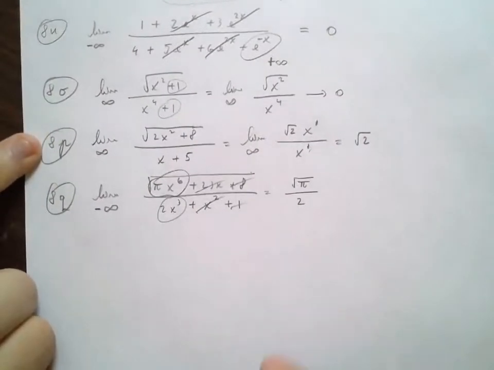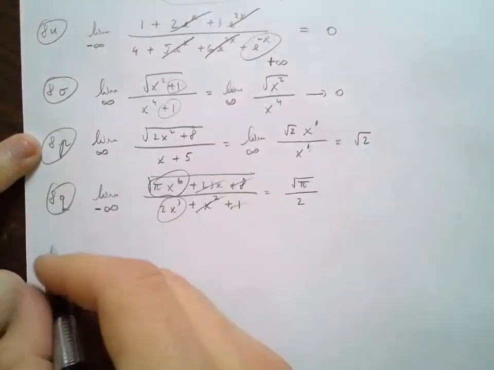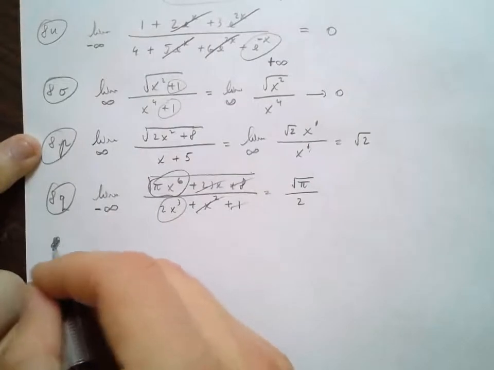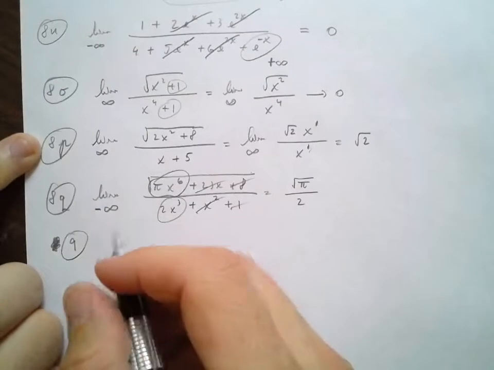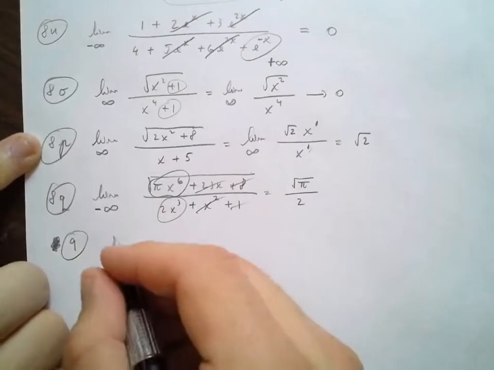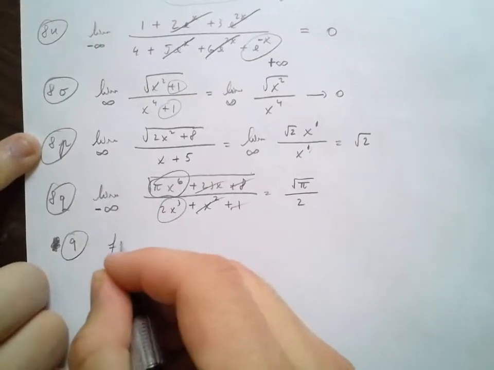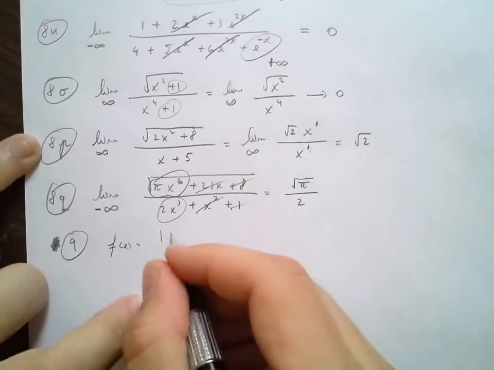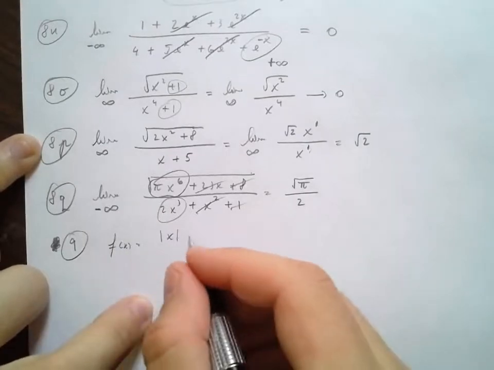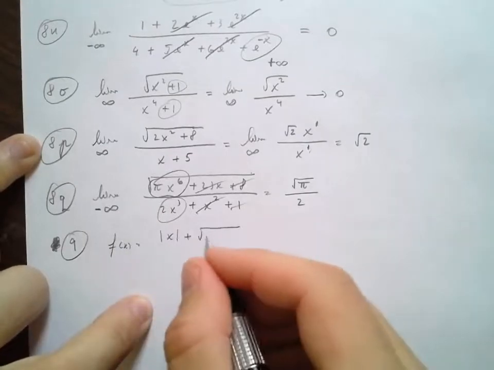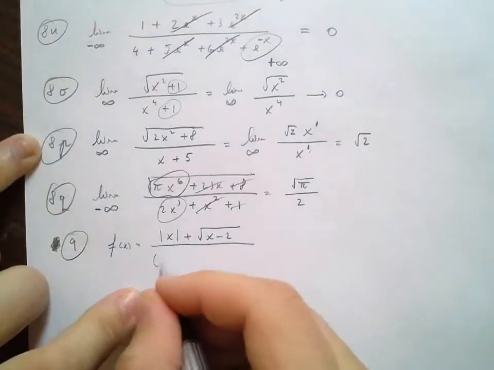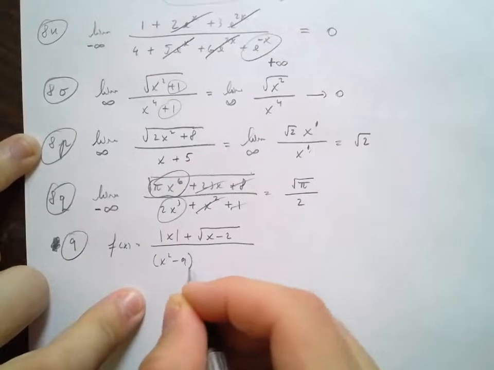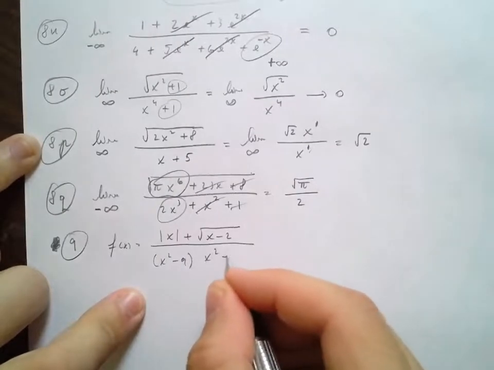So that finishes off the limit problems. Let's do problem 9 really quickly. We are asked for which values of x is the function f of x equals absolute value of x plus square root x minus 2 divided by x squared minus 9 times x squared plus 4.